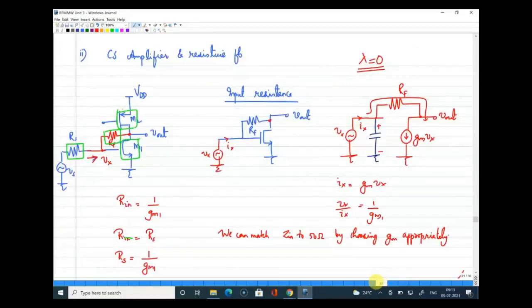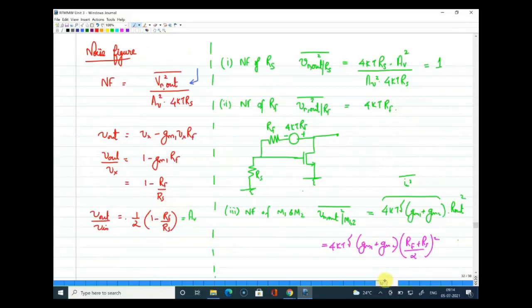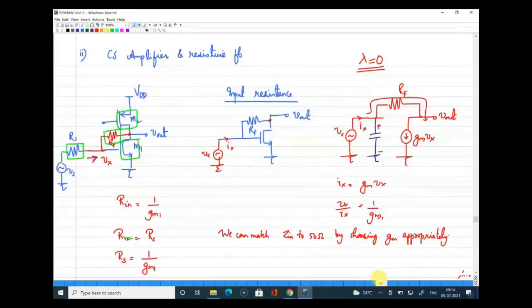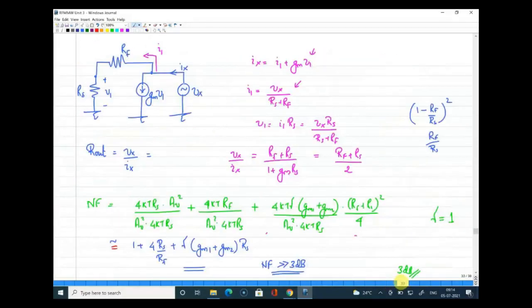Then we saw another type of CS with resistive feedback. The whole idea of making it resistive feedback is just to make sure that input matching is possible through that. By adding a feedback resistance there, we saw that the input matching of 50 ohm is possible, neglecting all the other non-idealities. We also verified the noise figure, and the noise figure is showing more than 3 dB.